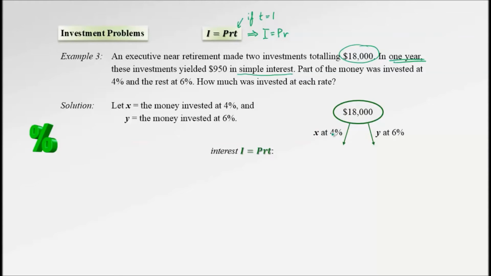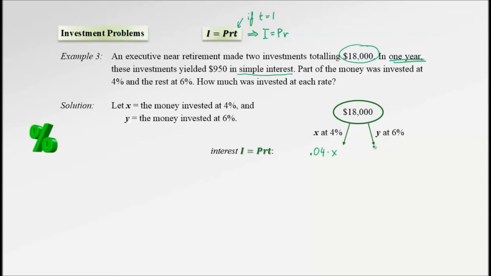But before we record this, let's convert the percent rate into a numerical value. That means move the decimal dot 2 places. So it's 0.04, that's the rate, times the principal x. So this expression tells us how much interest we'll receive from this account after a year.